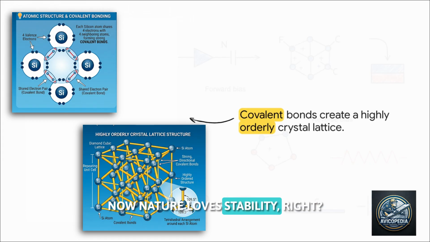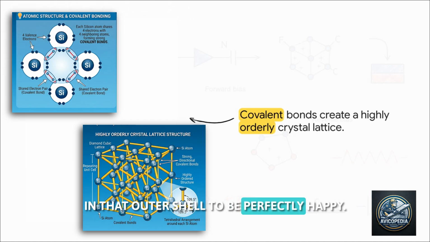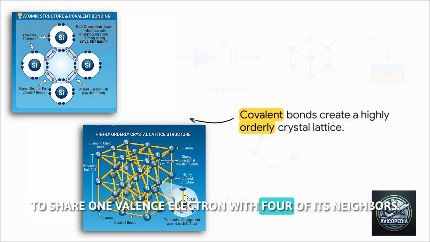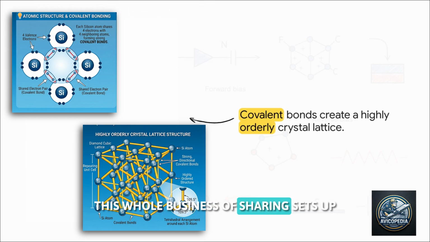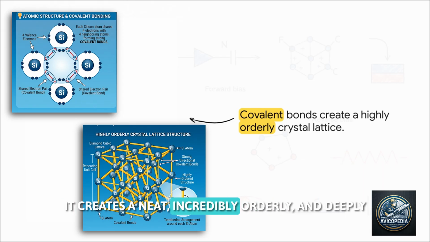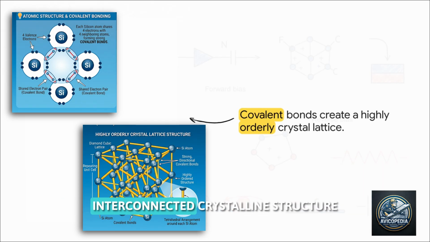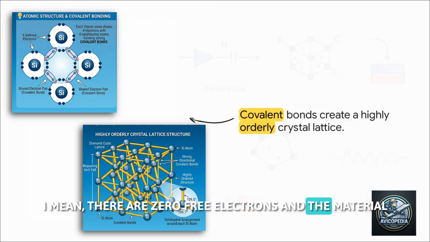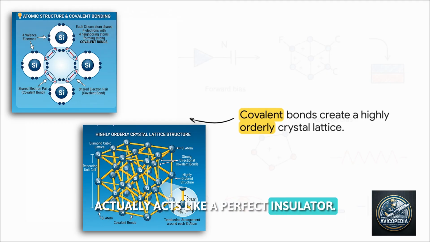Now, nature loves stability, right? An atom really wants 8 electrons in that outer shell to be perfectly happy. So each germanium atom positions itself to share 1 valence electron with 4 of its neighbors. This whole business of sharing sets up what are called covalent bonds. It creates a neat, incredibly orderly, and deeply interconnected crystalline structure. At absolute zero temperature, these bonds are tight. I mean, there are 0 free electrons, and the material actually acts like a perfect insulator.